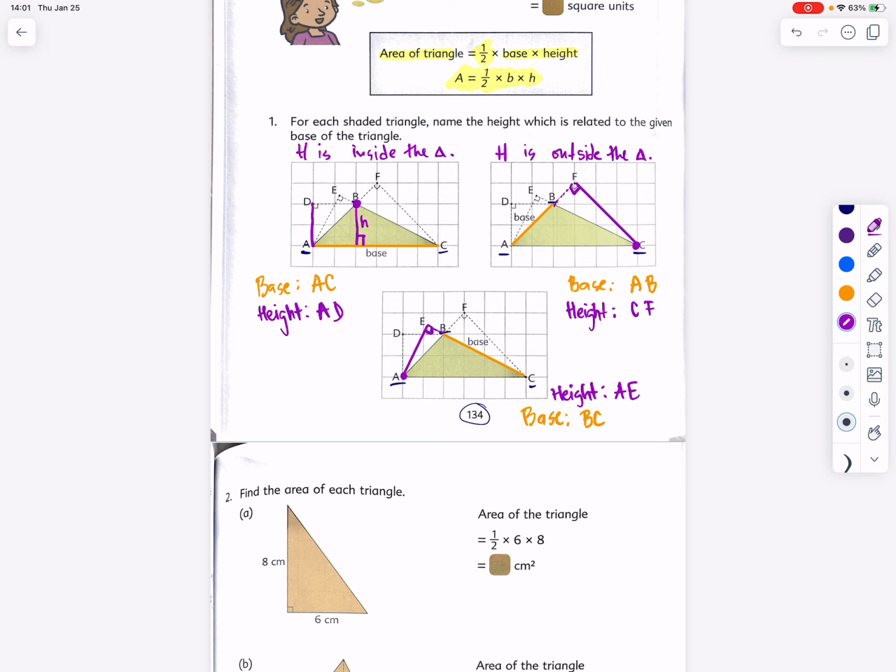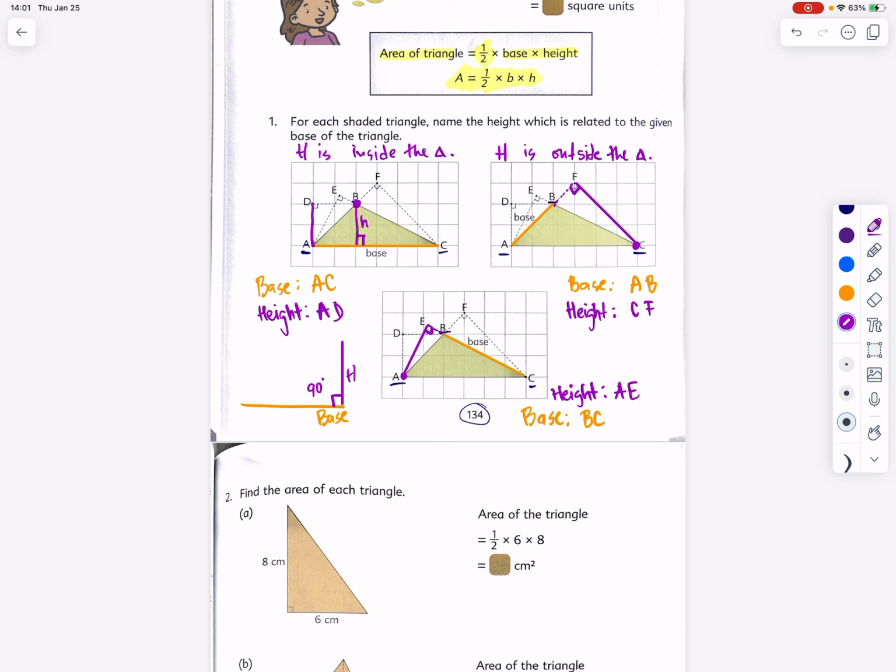My friends, your base and your height depend on your point of view. As you can see, we have 3 identical triangles, and depending on your point of view, the base can be any one of the sides. Therefore, it changes your height. What is always consistent is the base is always perpendicular to the height. The height and the base always have a 90-degree angle.